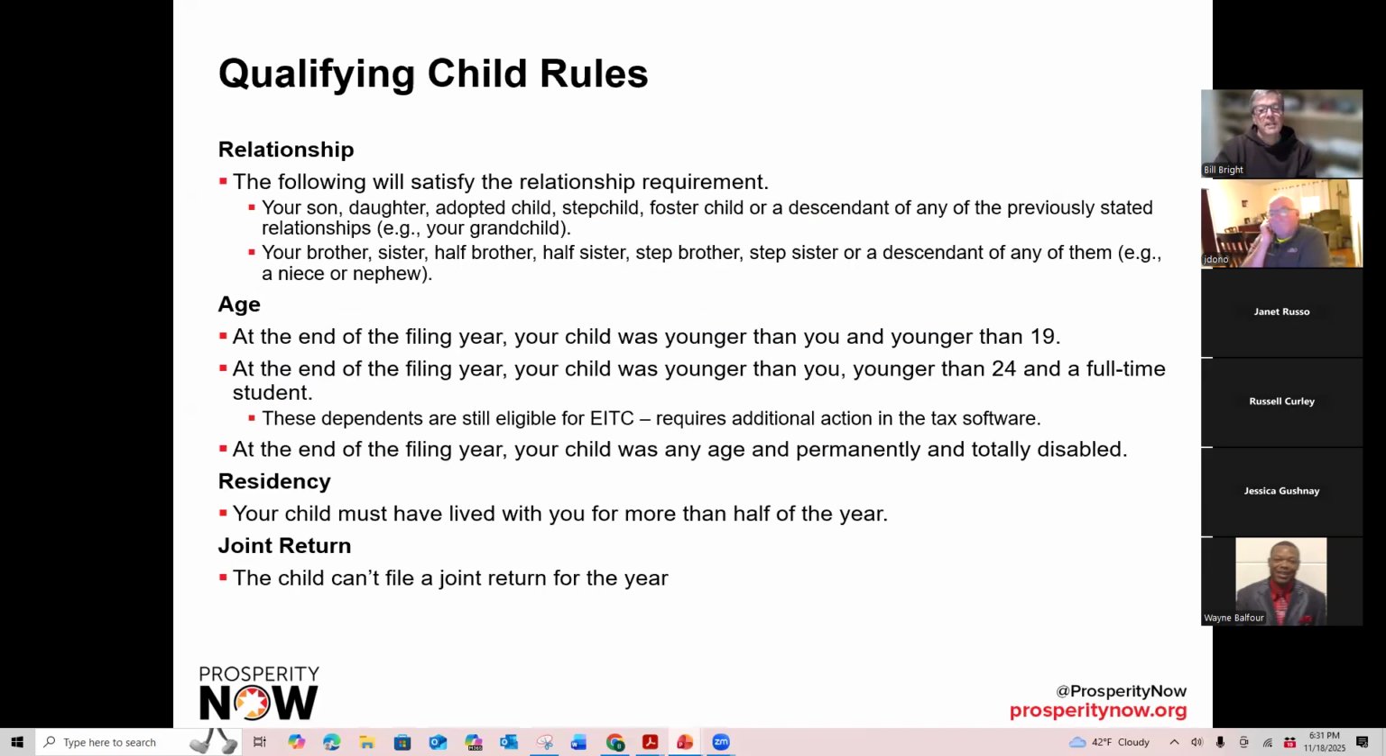The qualifying child rules are the same situation as the child tax credit. There's no real change in any of that. The important thing to remember with dependents and the filers for EITC is that everybody's got to have a social security number. So if mom and dad have ITINs and their kids were born in the US and they have socials, they're not going to get the earned income credit.